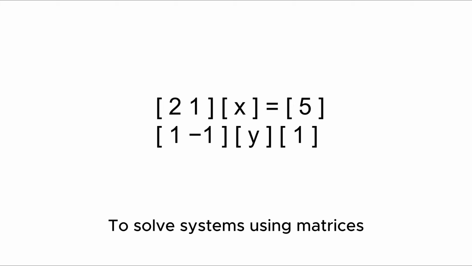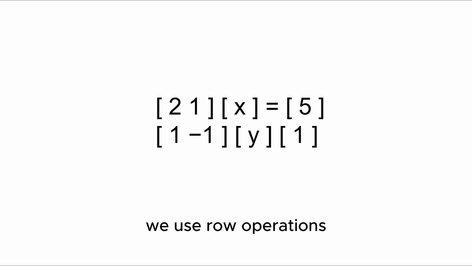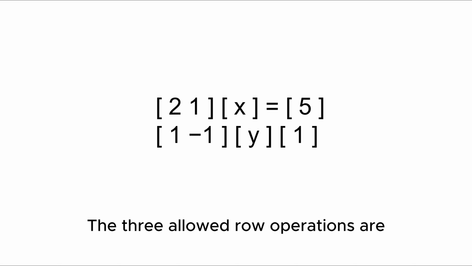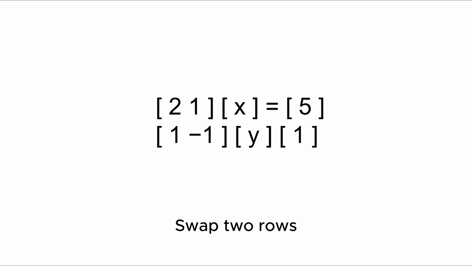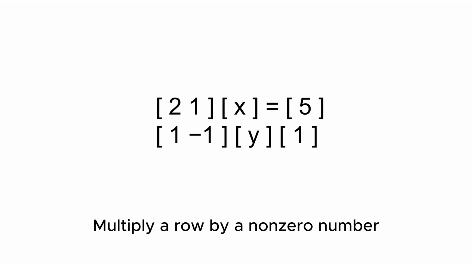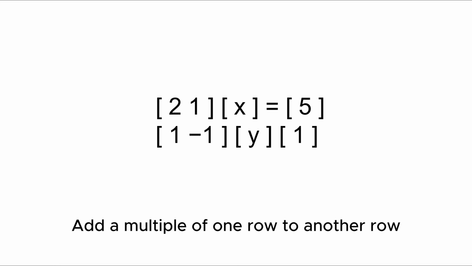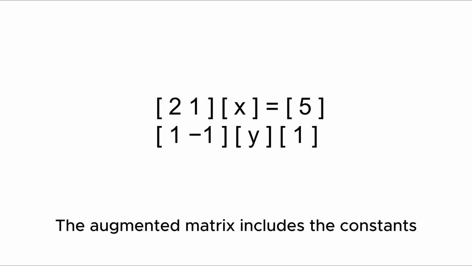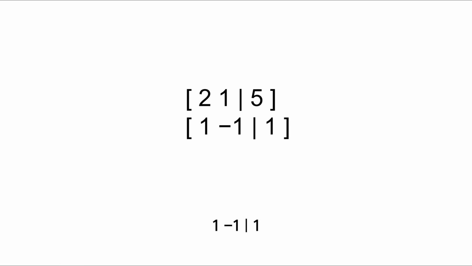To solve systems using matrices, we use row operations. These operations do not change the solution of the system. The three allowed row operations are: swap two rows, multiply a row by a non-zero number, add a multiple of one row to another row. We apply these to the augmented matrix. The augmented matrix includes the constants: [2, 1, 5; 1, -1, 1].